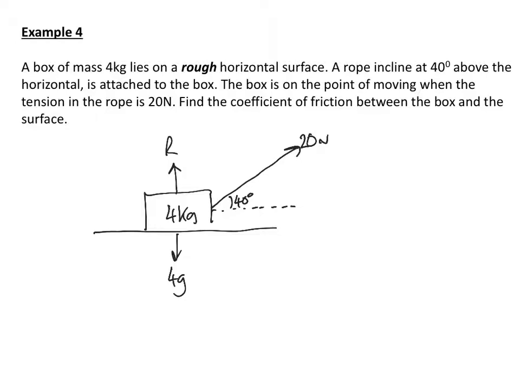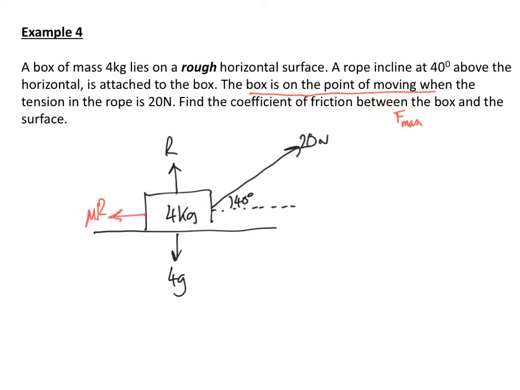Again, the box is on the point of moving. So that means we're talking about limiting friction. We're using F max. And the friction will oppose motion. So I'm going to put here mu R. The friction is going to oppose moving to the right. Now here we just need to be a little bit careful. We're going to go about it in the same way, but we do need to be careful because when we resolve, we have R going up, but the tension in the string will also have an upwards, or a vertical component. So we just need to take that into account.